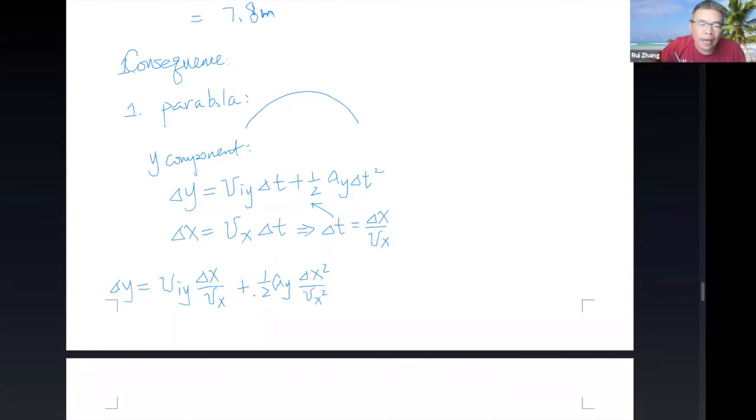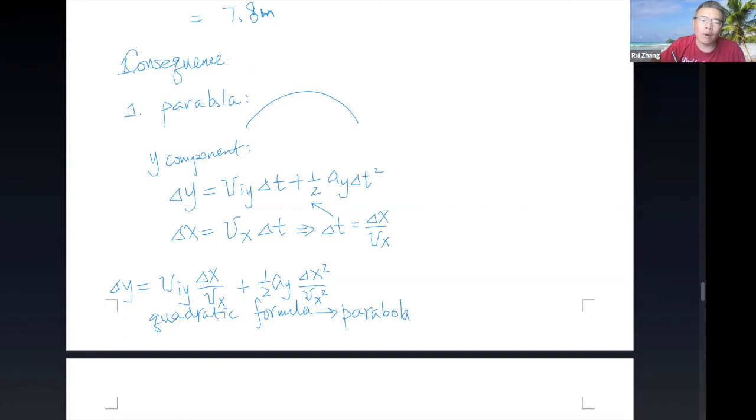For a given motion, the acceleration along the y direction is constant. VIY and VIX are both constant because they are determined by the initial velocity. And as you can see here, y goes like x squared. So there's an x squared term and then an x term. That's definitely a parabola. If you still remember your analytical geometry from high school or college algebra, you know this is a quadratic formula, and this represents a parabola. So this is basically a general expression for a parabola.